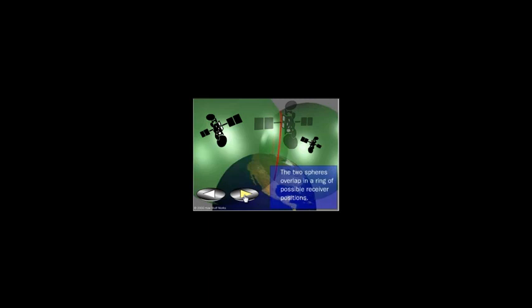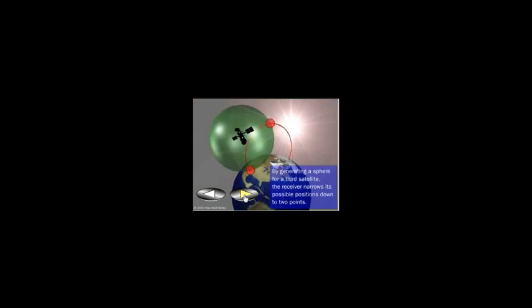The two spheres overlap in a ring of possible receiver positions. By generating a sphere for a third satellite, the receiver narrows its possible positions down to two points. The receiver dismisses the point located in space, leaving only one possible position.